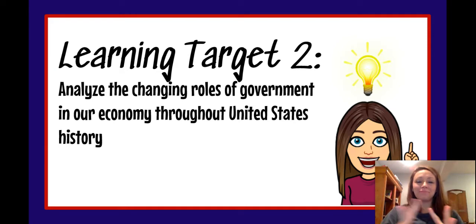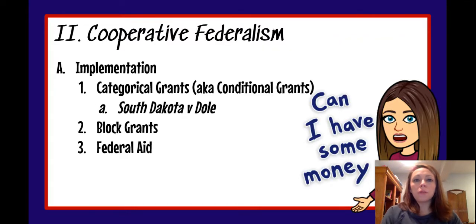Welcome back. This video is going to focus on our second learning target, which is to analyze the changing roles of government in our economy throughout United States history. So, we talked about cooperative federalism in our last video, and that was this system of government in which the federal government and the state government work together to get things done.